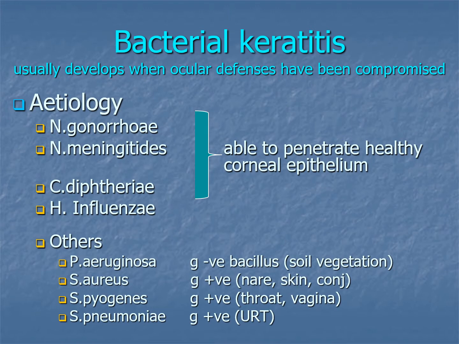Staphylococcus aureus is a gram-positive coccus present in nares, skin, and conjunctiva. Streptococcus pyogenes is a gram-positive coccus present in throat and vagina. And Streptococcus pneumoniae is a gram-positive organism normally present in the upper respiratory tract.